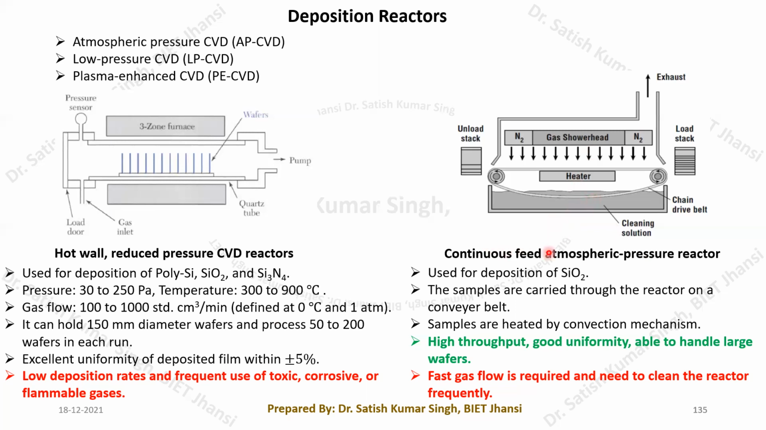Generally, with this continuous feed atmospheric pressure reactor, we can get good uniformity. But remember that in other AP-CVD techniques, we generally do not get this uniformity. Non-uniformity will be present in the other, conventional AP-CVD systems. Here the disadvantage is that a fast gas flow is required, and the reactor needs to be cleaned frequently.